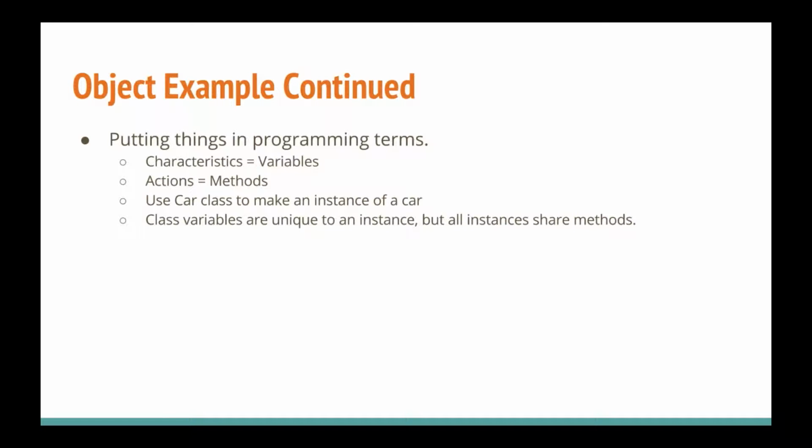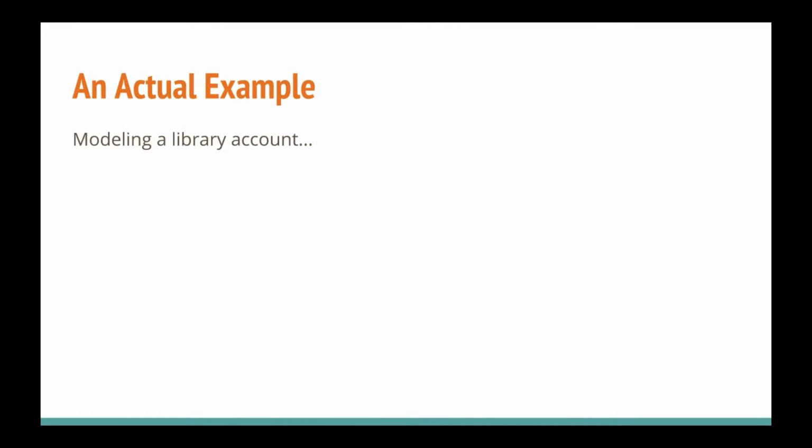If I have a file and I create 2 cars, they each have their separate set of variables. One may be blue and one may be red. One might have 2 doors and the other might have 4. But all of those instances share the same methods, which means that both cars can drive, both can stop and slow down and speed up. As with most things, this will be a lot easier to see with an example. So in our next video, we'll set up a class that will model a library account.